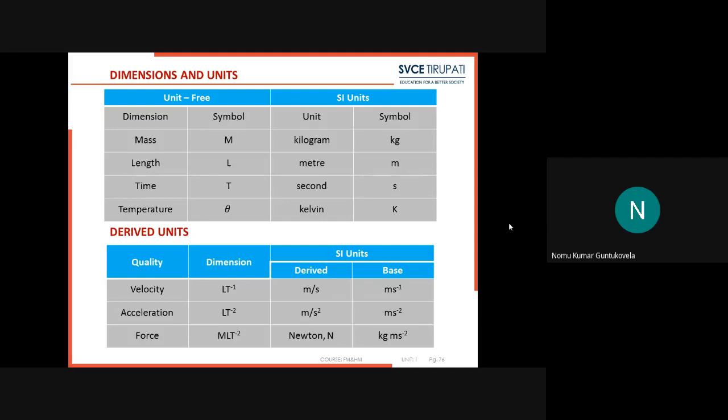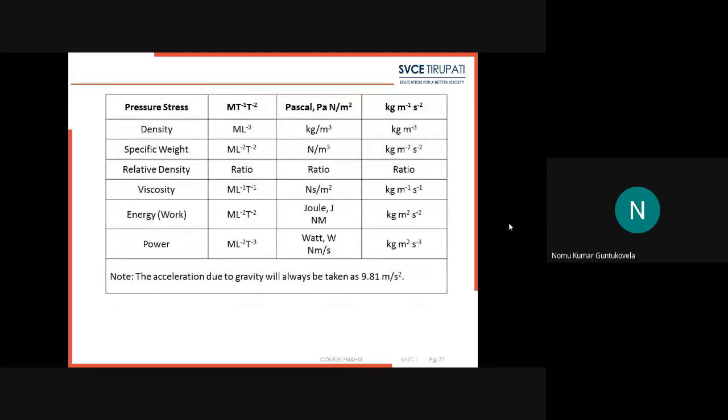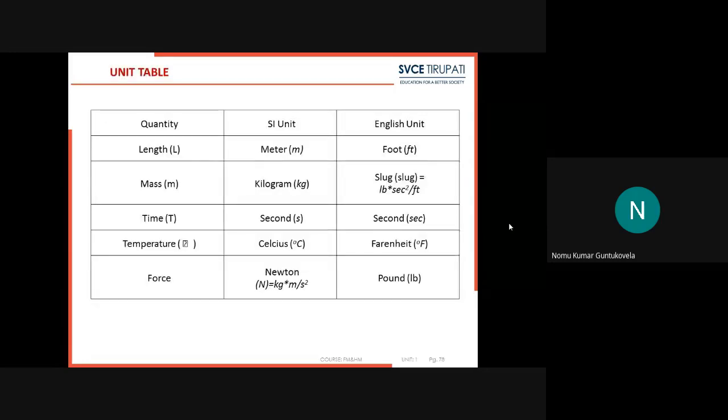Coming to the SI units, we have the derived units. Velocity is meter per second, acceleration is meter per second square, and force is newtons. Here we have pressure, stresses, density, specific weight, relative density, viscosity, energy, and power. As usual, we take the acceleration due to gravity as 9.81 meter per second square. Listen carefully. Here we have the quantities length, mass, time, temperature, and force, and the SI units are meters, kilogram, seconds, Celsius, and of course newtons, which is nothing but kg meter per second square. Please see here.